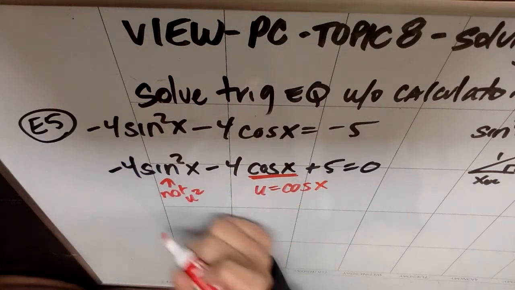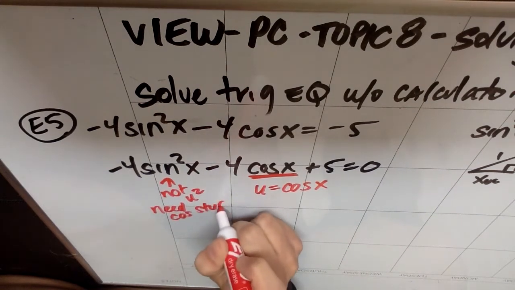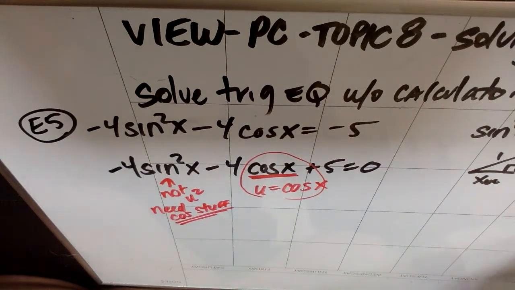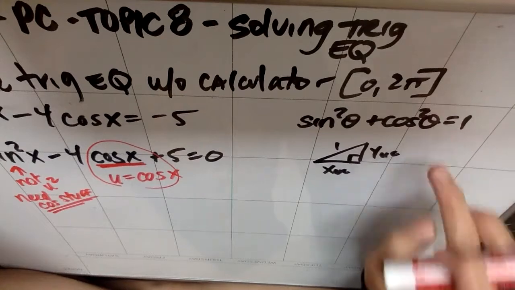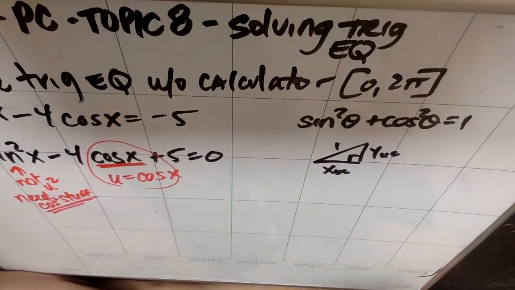So I need cosine stuff, right? The reason I need cosine stuff is that I'm stuck with this linear term. There's nothing I can do to change the linear cosine, but there is a really useful trig identity that would let me replace sine squared stuff with cosine squared stuff, right? So I need cosine squared stuff.